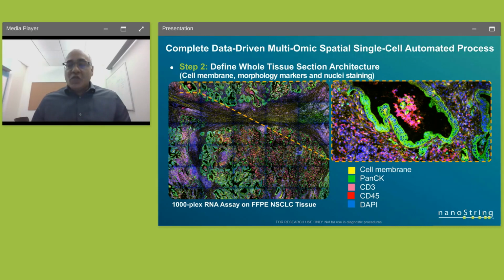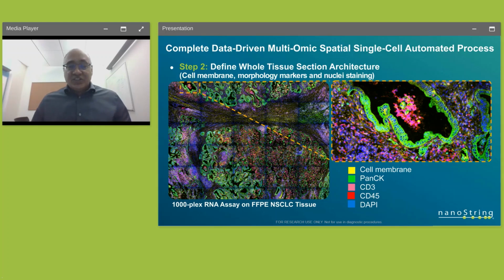CosMx has 5 optical channels. It uses 4 for protein-based morphology marker staining, including cell membrane staining, and the 5th for DAPI-based nucleus staining. Upfront morphology marker staining provides great flexibility for CosMx users.